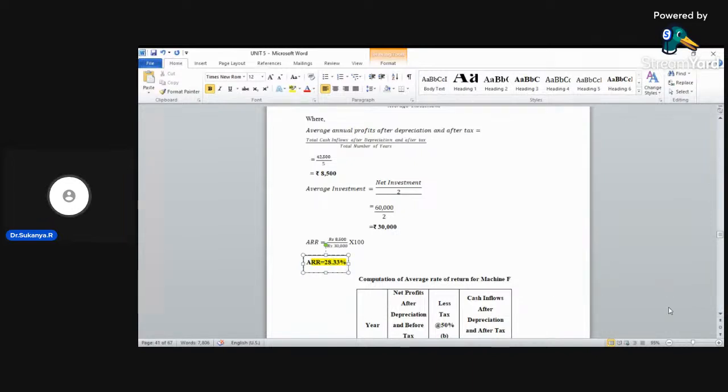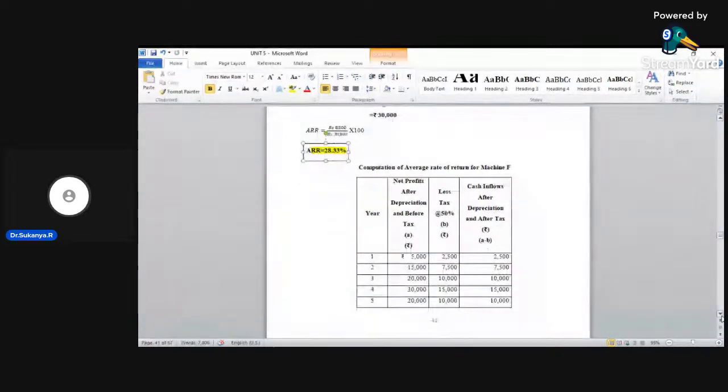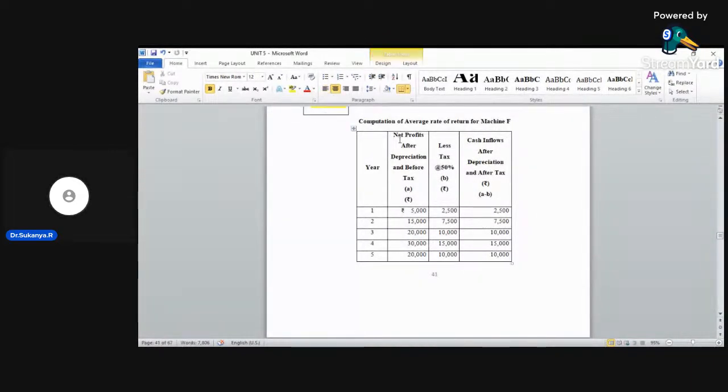This is for machinery F. See here, even here the same thing. They've given you the cash inflows after depreciation but before tax. So what you need to do, I told you that under the average rate of return method, you have to take the cash inflows after depreciation and after tax. So for whatever value is given here, I am going to reduce the tax component. That is, in the first year 5,000 is there. So I reduce 50% of 5,000, which comes to 2,500. In the next year, you have 15,000. So 15,000 minus 7,500 I will do.